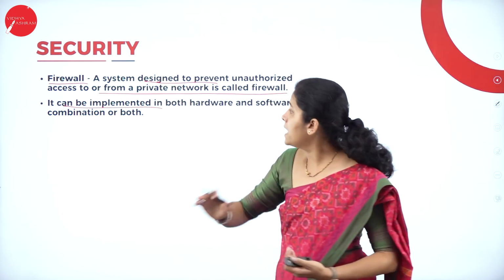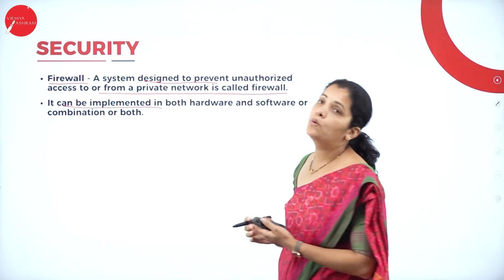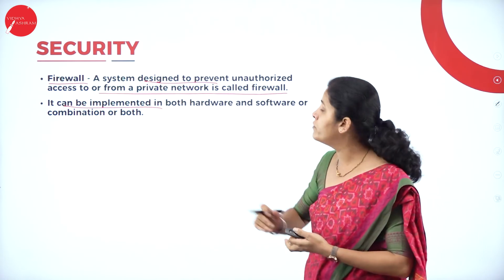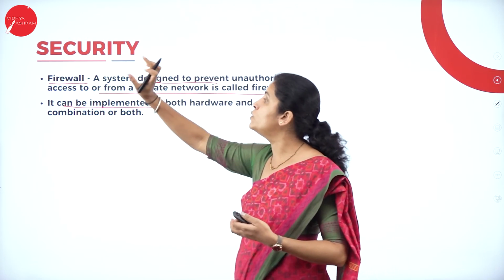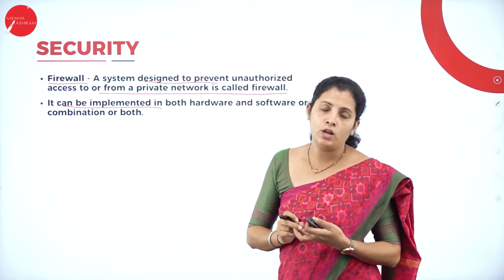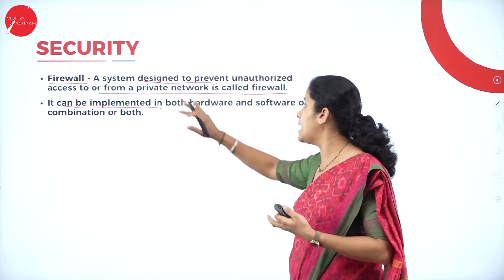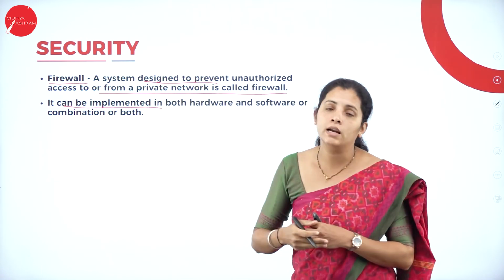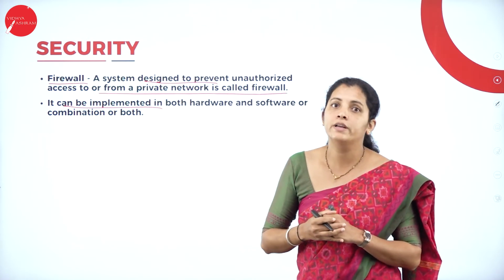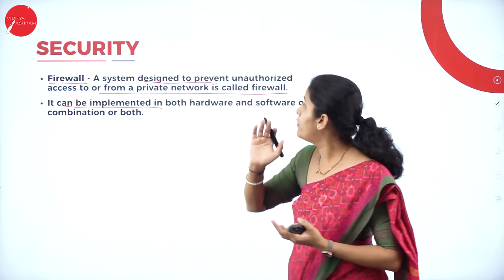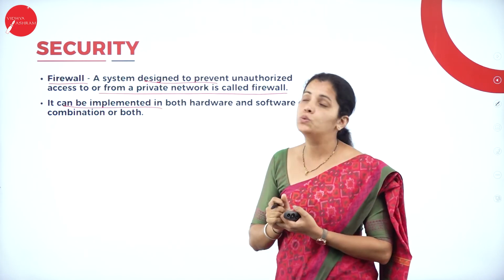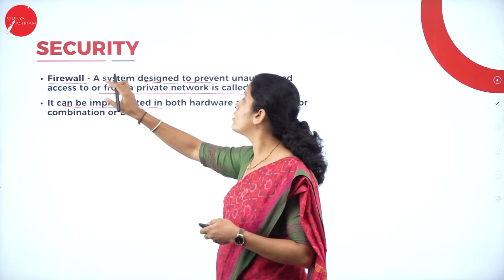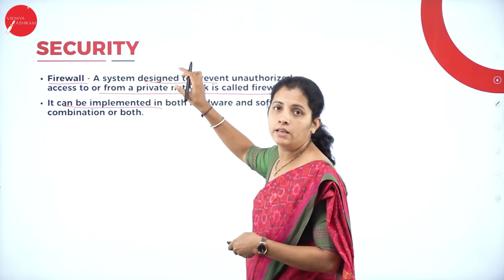It can be implemented in both hardware and software, or a combination of both. That means if you want to implement a firewall, it is possible to implement it as hardware or software, or we can club hardware and software together. So a firewall is mainly used to prevent unauthorized access to or from a private network.